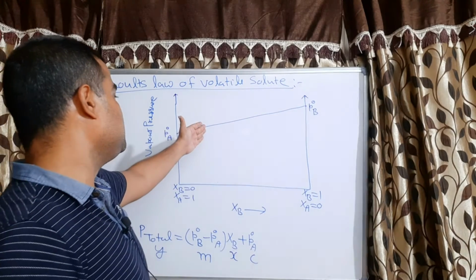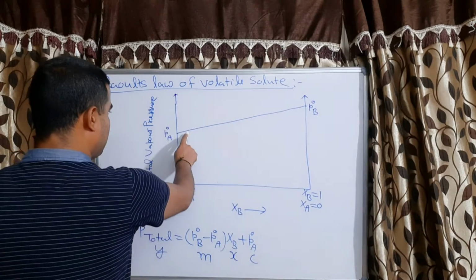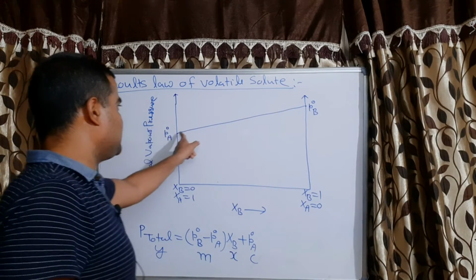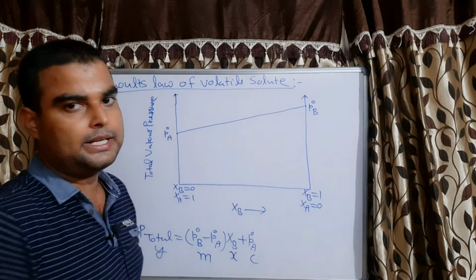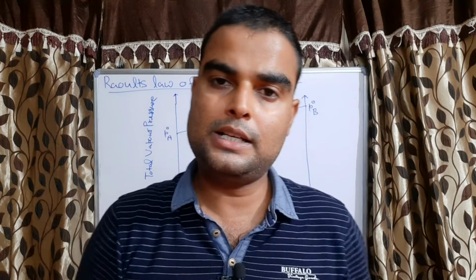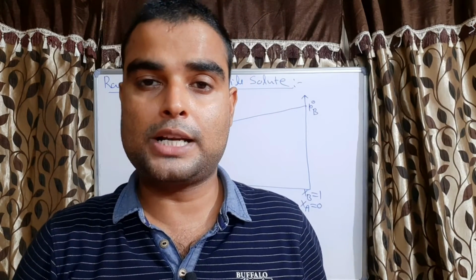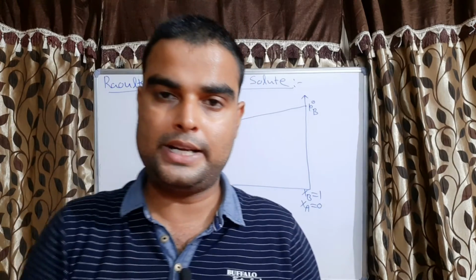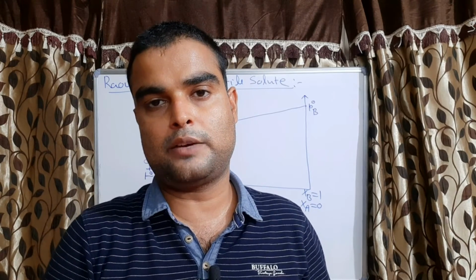Now what is the interpretation of this graph? This graph is interpreting that the total vapor pressure is increasing as the mole fraction of B is increasing. What is the B component? The B component is the volatile solute which we are adding. And I also told you in the beginning, since it is a volatile solute, it will also generate vapor pressure.